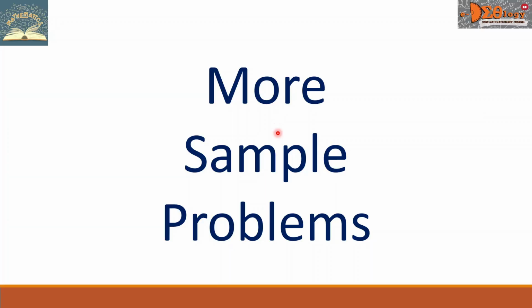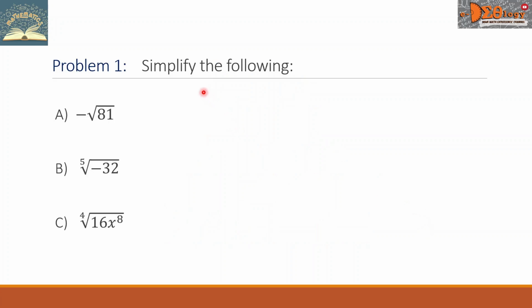Let us have more sample problems. Problem 1. Simplify the following. We have here three expressions. Let's begin with A. Negative of the square root of 81. In the radicand, 81 can be shown as 9 squared. And by the rule, the power 2 with the index 2 can cancel each other. Finally, the answer here is negative 9.